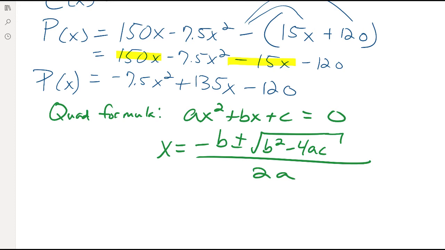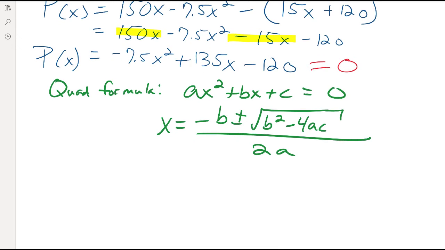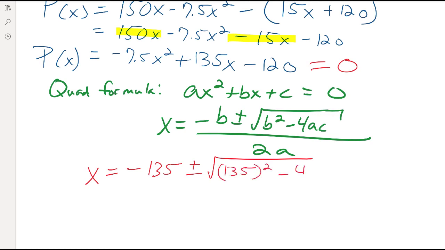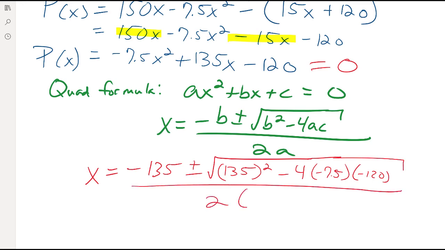So what we're going to do is take our profit function, set it equal to 0, and solve it using the quadratic formula. So what does that look like? The solution to negative 7.5x squared plus 135x minus 120 equals 0 is x equals the opposite of b. Our b is a positive 135, so the opposite is negative 135, plus or minus the square root of b squared, so 135 squared, minus 4 times a, our a is negative 7.5, times c, which is negative 120, all over 2 times a, which is negative 7.5.